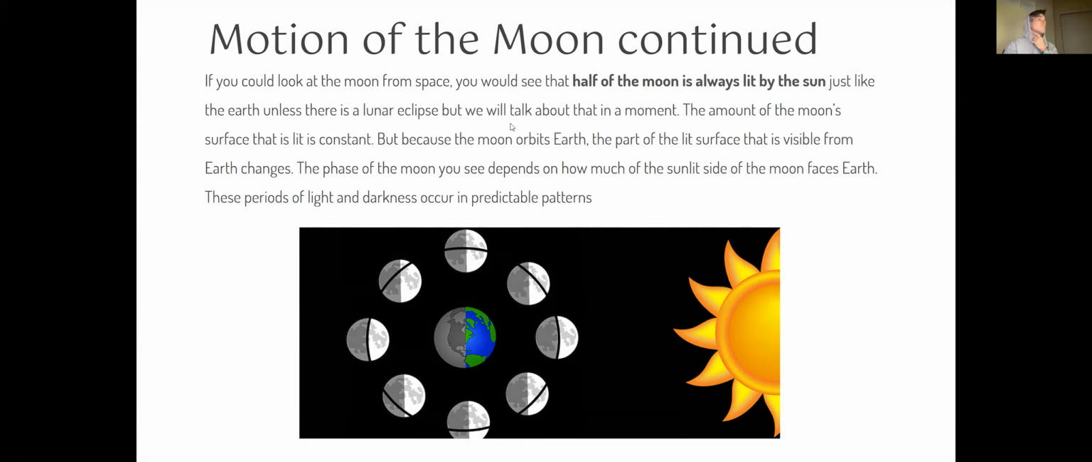All right. Now we're still going to talk about motion a little bit more, all right? So just remember, half of the moon is always lit. Even when we can't see it, it's still half lit, all right?